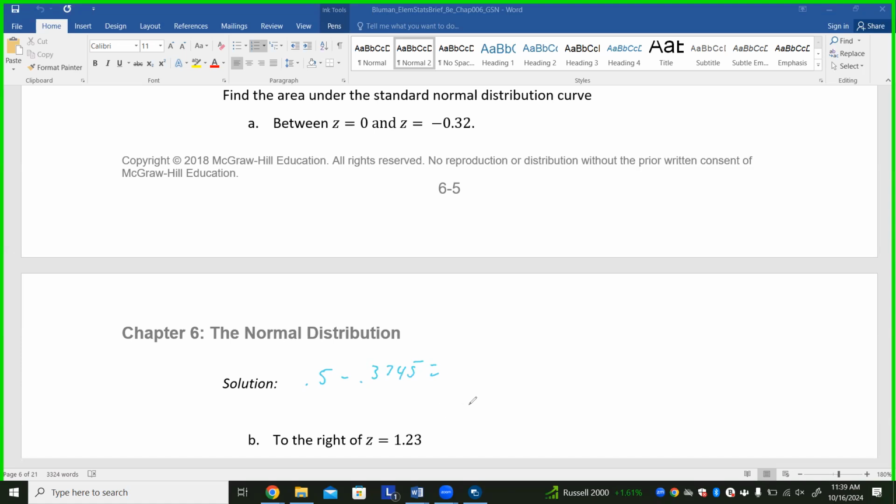What's the answer here? Not 0.6. You're subtracting the two. It should be closer to 0.2, but I don't think it's 0.2 either. 0.1. Close. 0.1255. Yep. So you're trying to find the area between 0 and -0.32. I don't know why I keep wanting to say 7. All right, do the next one.